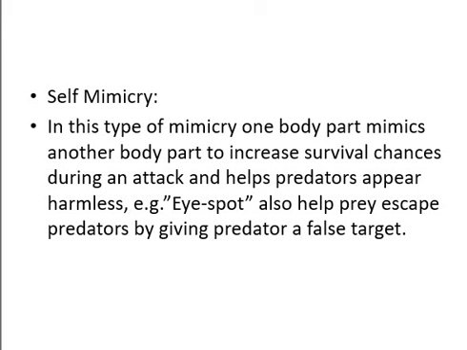Self-mimicry. In this type of mimicry, one body part mimics another body part to increase survival chances during an attack and helps the predator appear harmless. For example, an eye spot, not an actual eye, but an eye-like spot, also helps prey escape predators by giving the predator false targets. In this way, any spot or scar or mark on the body deceives the predator so the prey can escape successfully.